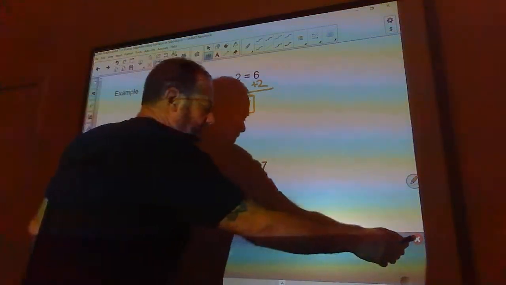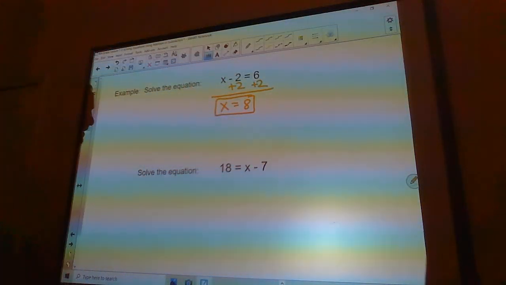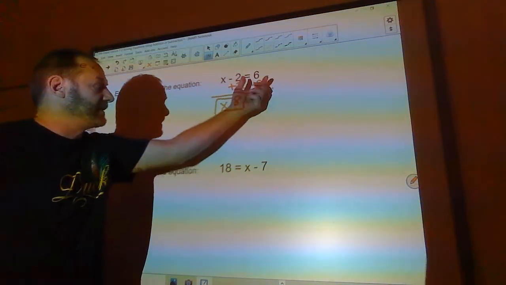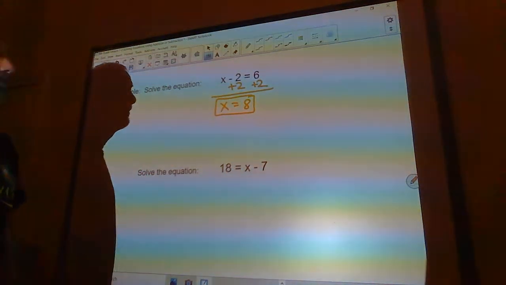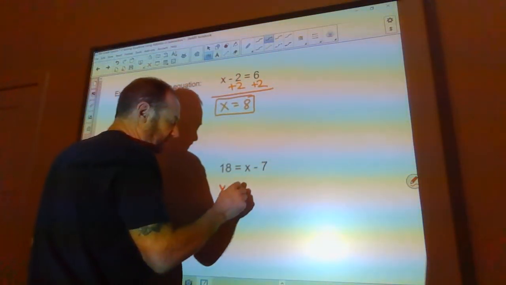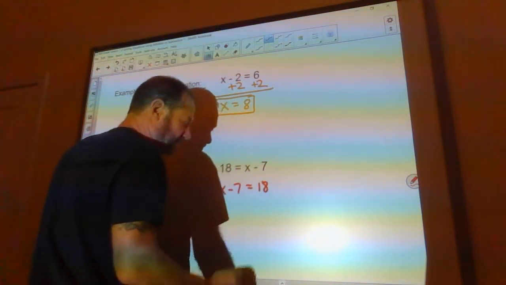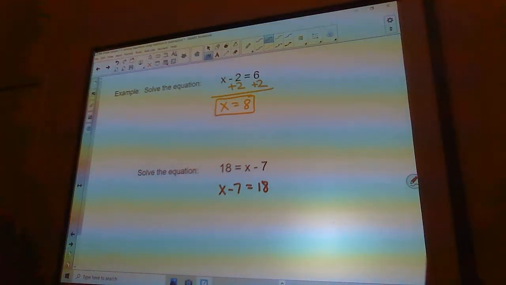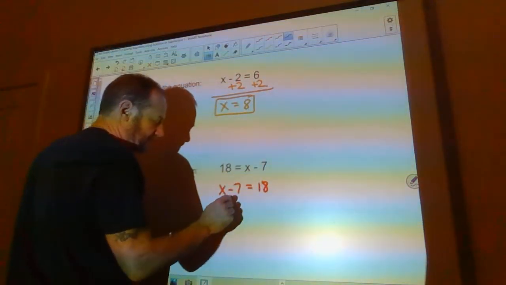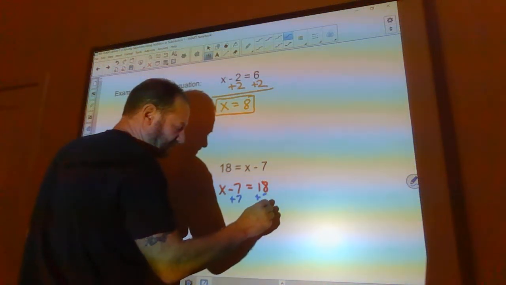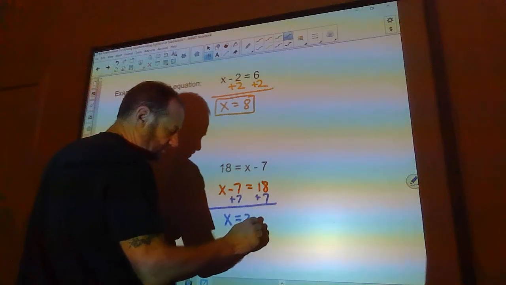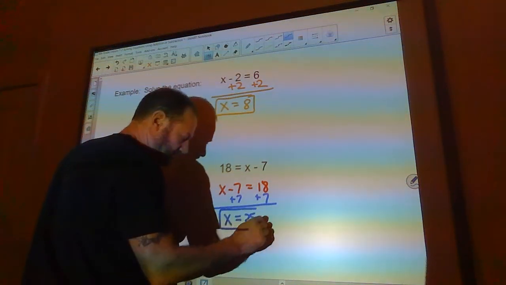Here's another one. 18 equals x minus 7. Now the only difference here is the x minus 7 is on the right side instead of the left side. Some people, that really bugs them. I'm one of them. I don't like equations like that. So you can rewrite it like this if it bothers you. That's the same thing. Okay, now I would add 7 to both sides here, and I get x equals 25.